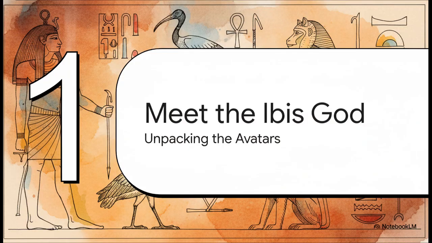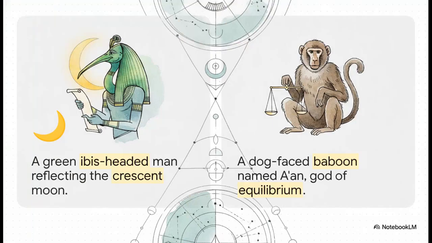Section 1. Meet the Ibis God. Unpacking the avatars. All right, let's put on our museum curator hats for just a second. The ancient Egyptians used two incredibly bizarre physical forms to visually communicate some really complex ideas about this deity. On one hand, we've got a man with the head of a green ibis bird, and on the other, a dog-faced baboon named Hedj-Wer, who is the god of equilibrium.